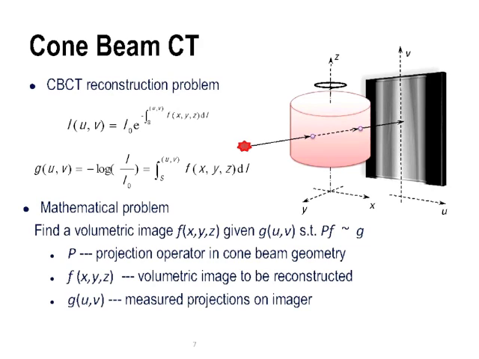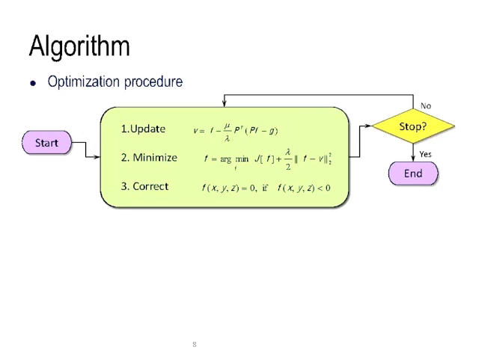F is the CT volume. Next, you will see another variable called P, the projection operator, which applied to the CT volume gives you two-dimensional images. We have a bunch of two-dimensional images, and we want to calculate the CT volume from this relationship. It involves steps of optimization, updating, minimization, and correction.